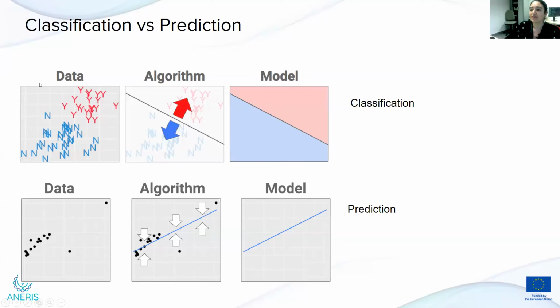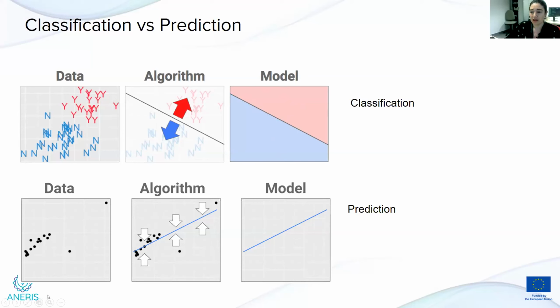So what is classification? Basically, in classification, you have data, and the data are labeled with a class, such as yes or no. And the purpose of classification is to find an algorithm that will separate the class yes from the class no, if you do a binary classification. And then the output, what you want to get, is this model that will represent this algorithm, separating your two classes. Prediction or regression is another kind of task.